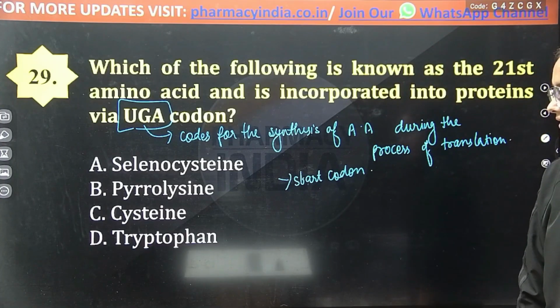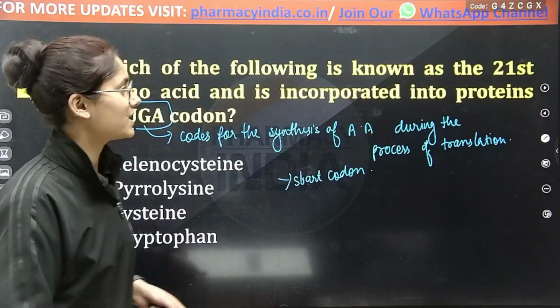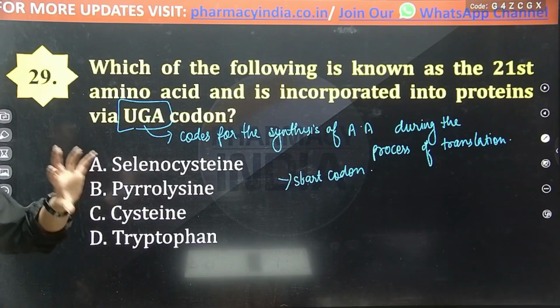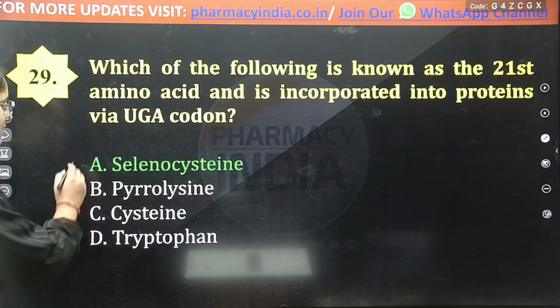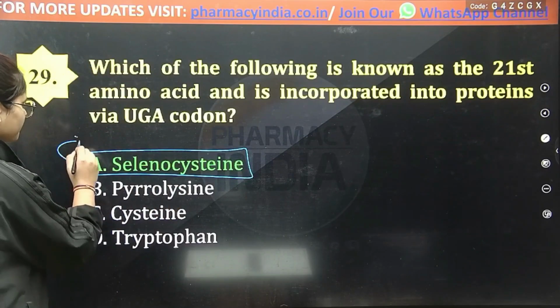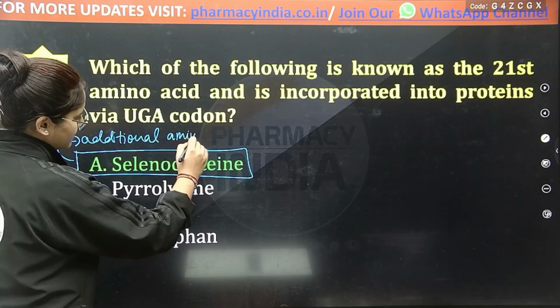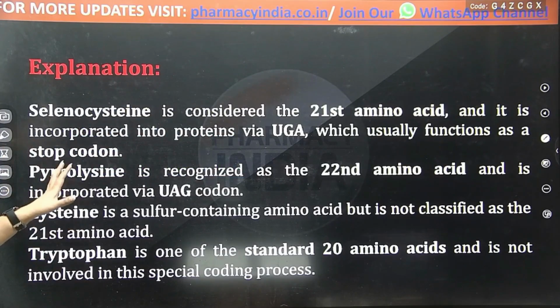Selenocysteine, pyrrolysine, cysteine or tryptophan. Basically, the human body contains only 20 amino acids, but there is an additional amino acid which is also known as the 21st amino acid, and that is also incorporated into protein via the UGA codon. Clear? Correct option is selenocysteine, which is an additional amino acid. Selenocysteine is considered as the 21st amino acid and it is incorporated into protein via UGA, which usually functions as the stop codon.